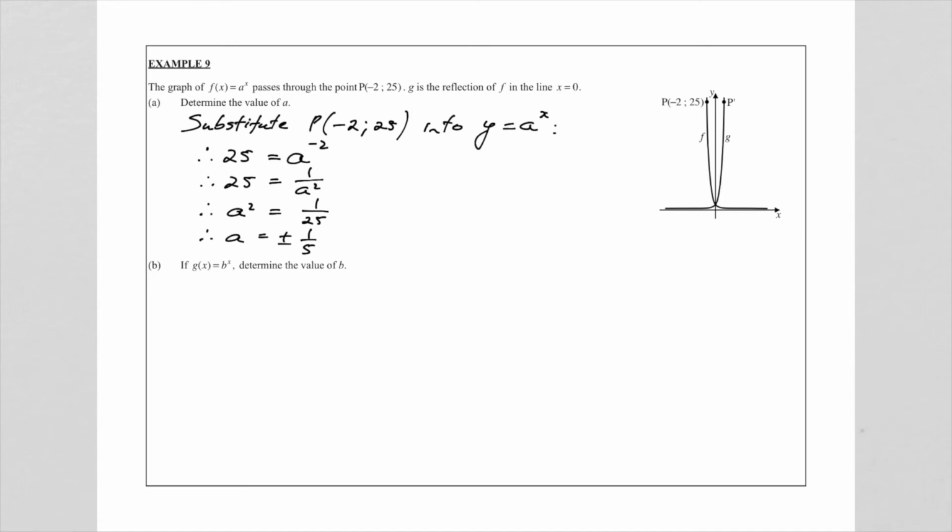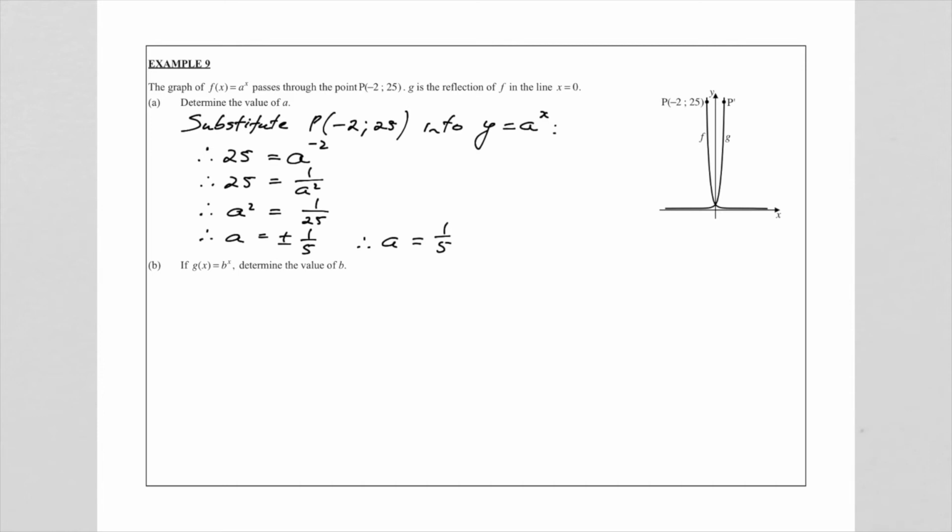But as you remember from our discussions on functions, our a, the base of this exponential function, must always be positive. It can't be negative. So because we found the square root on both sides, and this is a quadratic, it means there are two possible solutions, but we are only interested in the positive solution. So that means a will be equal to 1 over 5.